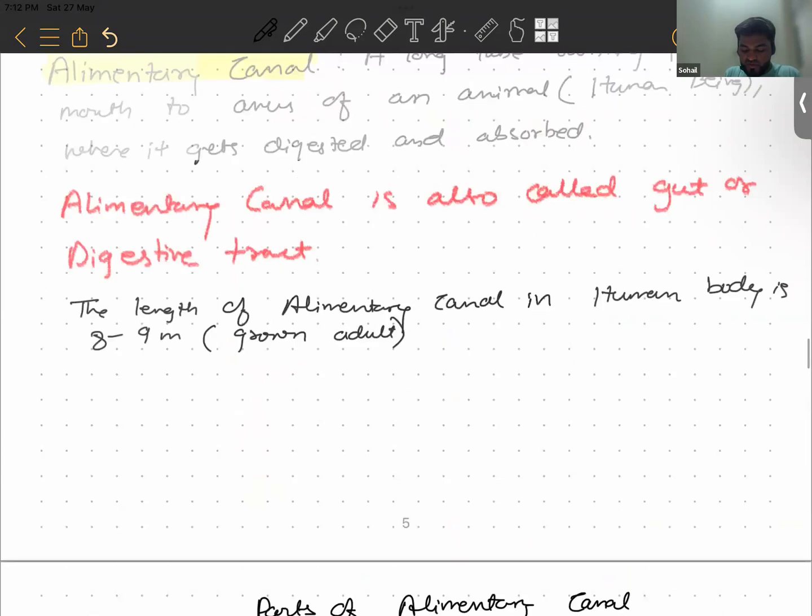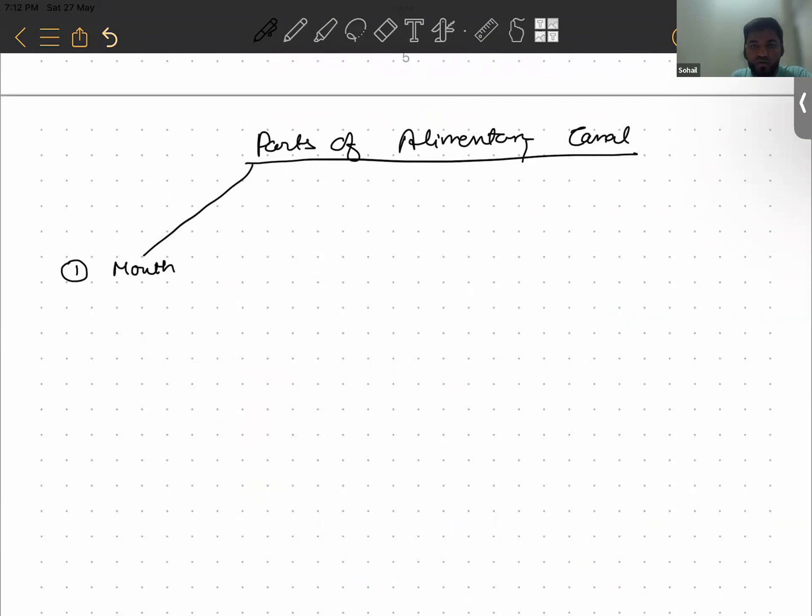So the parts of the alimentary canal are as follows. The first one is the mouth. Another name of mouth is also buccal cavity, right? So the cavity is basically the gap area in our mouth. That whole region is called what? Buccal cavity.